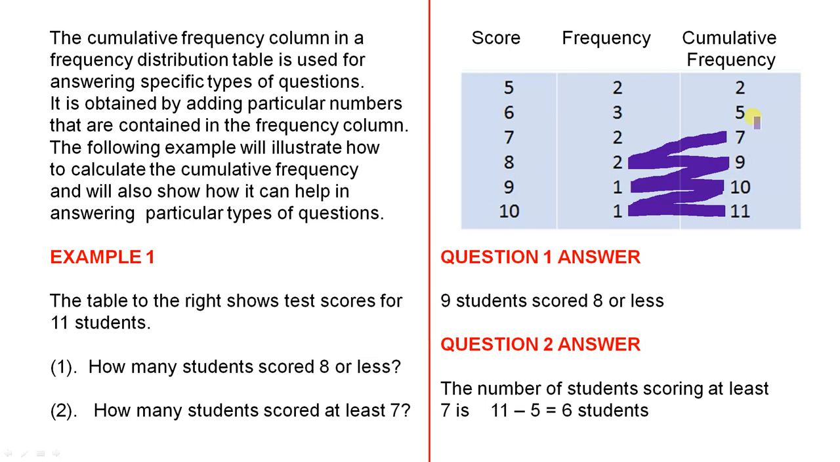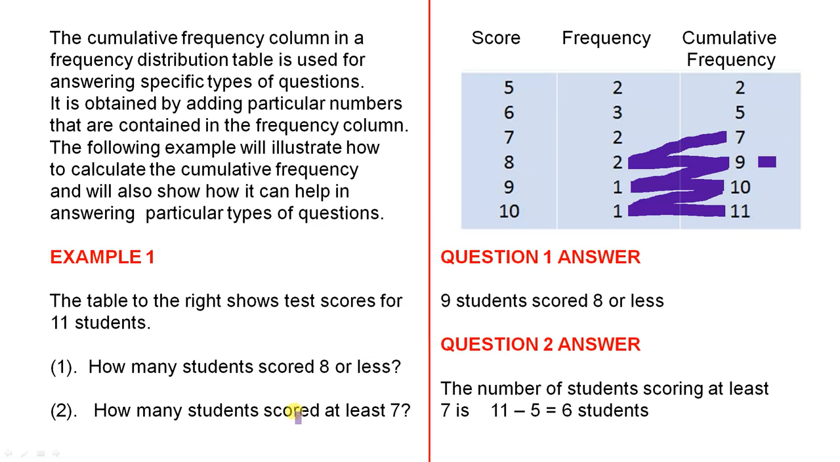Now let's see how this column will help us to answer the two questions. The first question was how many students scored 8 or less? Right, 8 or less, that means how many students scored 5, 6, 7 or 8. There's the answer here straight away. You don't have to do any adding. There's the answer. 9 students scored 8 or less.